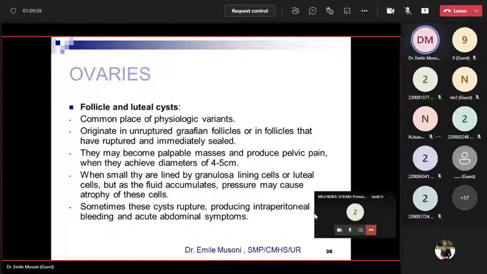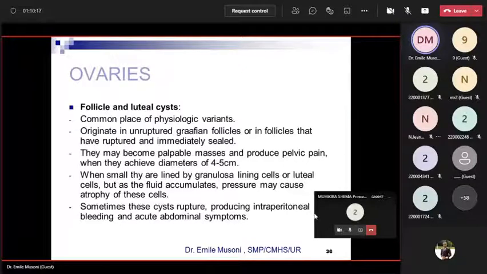Follicular and endometrioid cysts, these are found on the follicles. They say sometimes those cysts can rupture, producing intraperitoneal bleeding and abdominal symptoms. They are lined by granulosa cells or luteal cells. But as the fluid accumulates, pressure may cause atrophy of those cells. The size is about 4 to 5 centimeters. Clinically, what we find is abdominal pain, pelvic pain. It will be the main complaint.